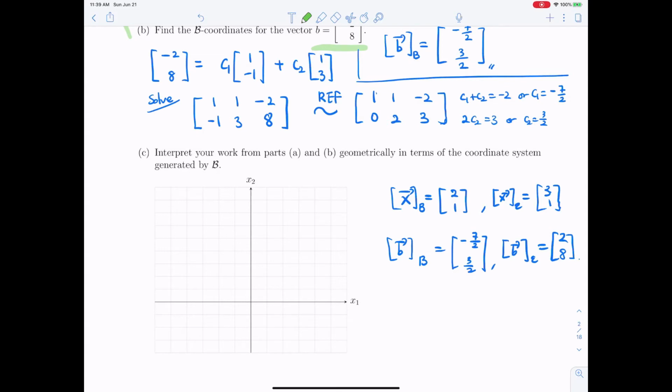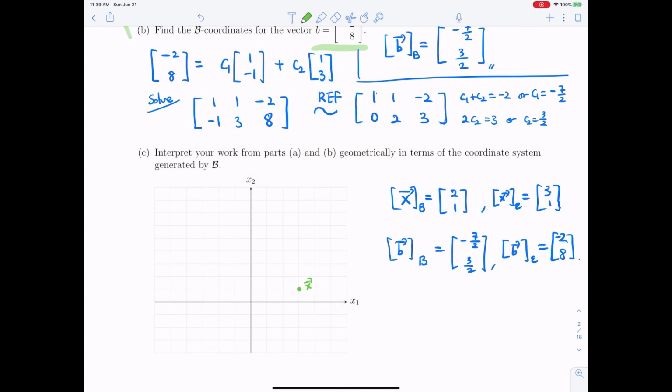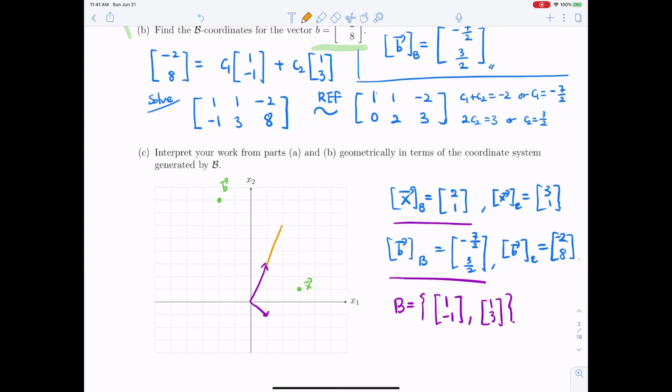So basically the vector x is given by (3, 1), which is over here. Oops, I forgot the negative sign over here. So the vector b is given by (-2, 8), which is located over here. And for B coordinates, we know that the set B is given by (1, -1) and (1, 3). So these two vectors are here and there. Then if you form axes that contain these two vectors, like extending these two vectors, something like this.